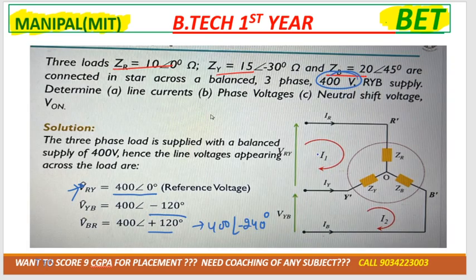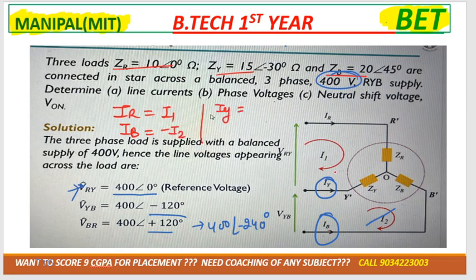But they don't want us to calculate I1 and I2. They want us to calculate IR, IY and IB. As you can see, IR and I1 are in the same direction. So can we say that IR would be equal to I1? Similarly, IB and I2 are in the opposite direction. So can we say that IB would be equal to minus I2 and IY is equal to I2 minus I1? Yes or no?